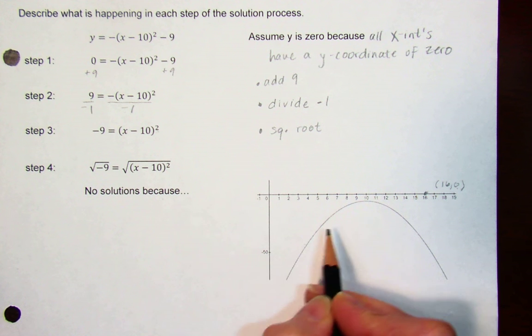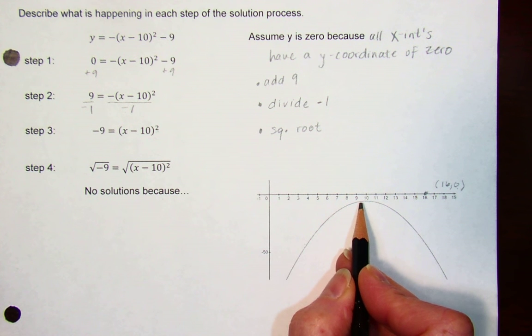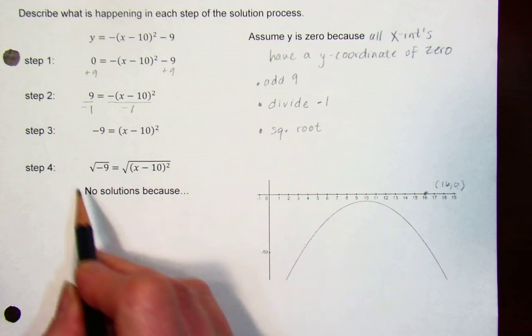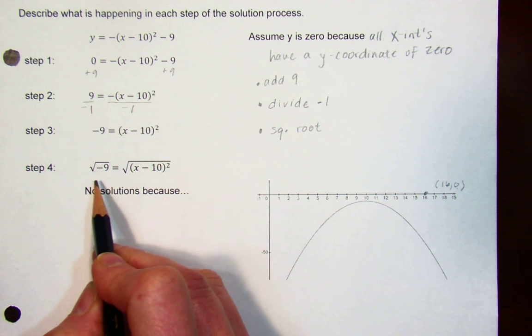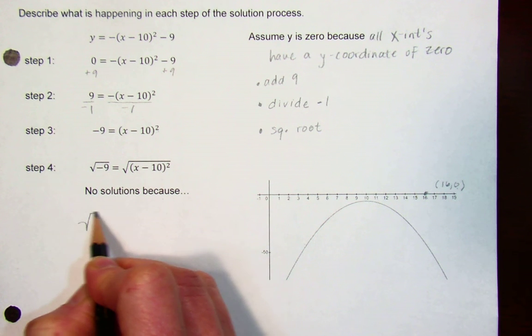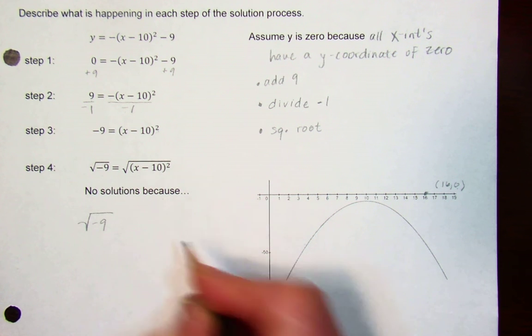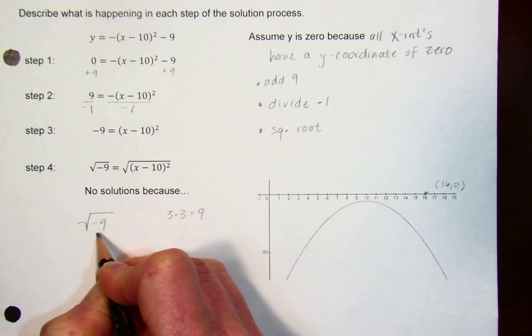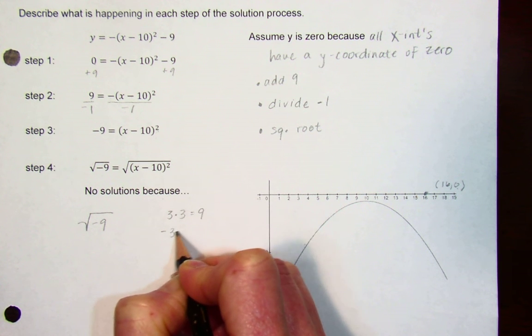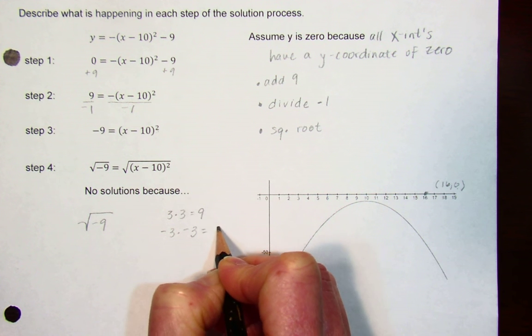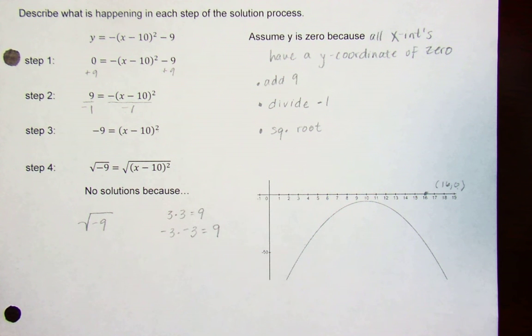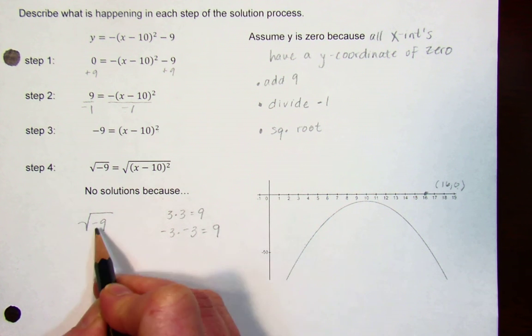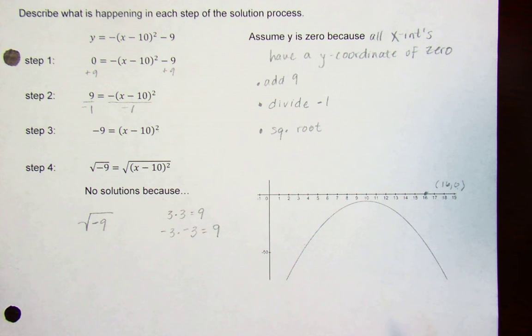Well, I have no solutions because this doesn't even touch the x-axis. My x-intercepts are my solutions. But why? What does that have to do with the symbolic process? Think about the square root of negative 9. What is 3 times 3? It's 9, not negative 9. What is negative 3 times negative 3? Well, a negative times a negative is a positive. That's also positive 9. Can I come up with a number multiplied by itself that makes negative 9 where I can get the square root?